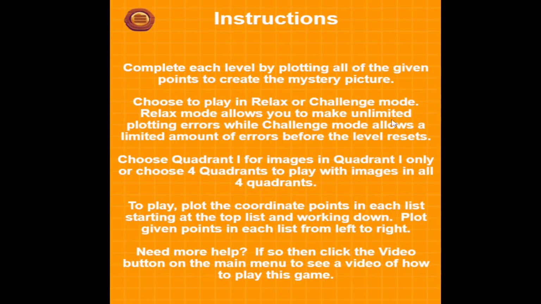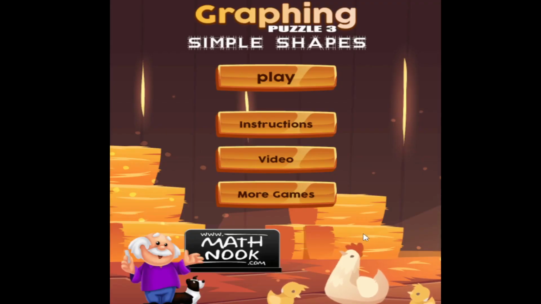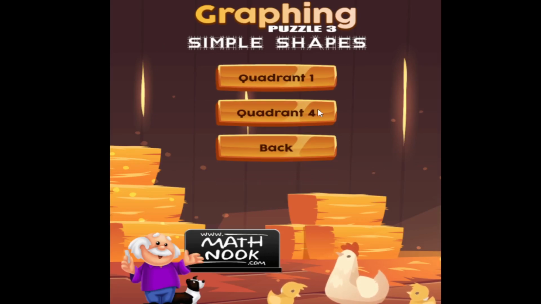The instructions is just text. I'm not going to go over that since I'm going to show you how to play. Click that button, go back to the main menu. I'm going to go ahead and click play. And it says playing quadrant 1. I'll change this before I move it to production, but this is for all 4 quadrants, and I believe the text is going to read all quadrants, or all 4 quadrants. So let's go ahead and take a look at quadrant 1.